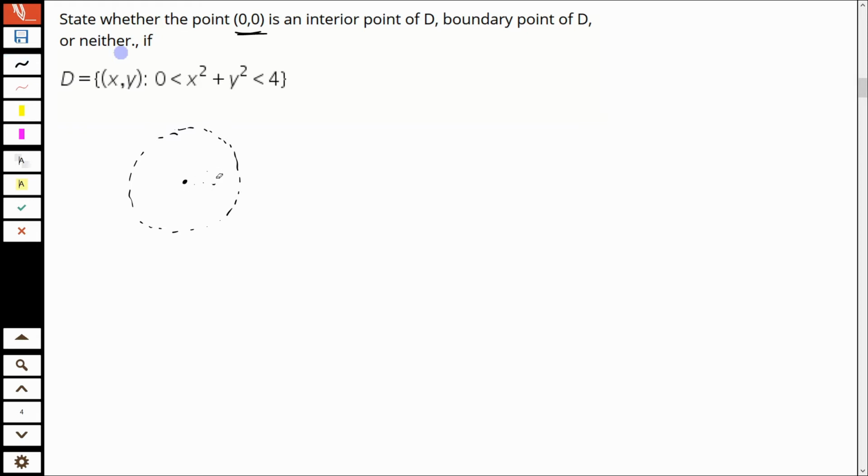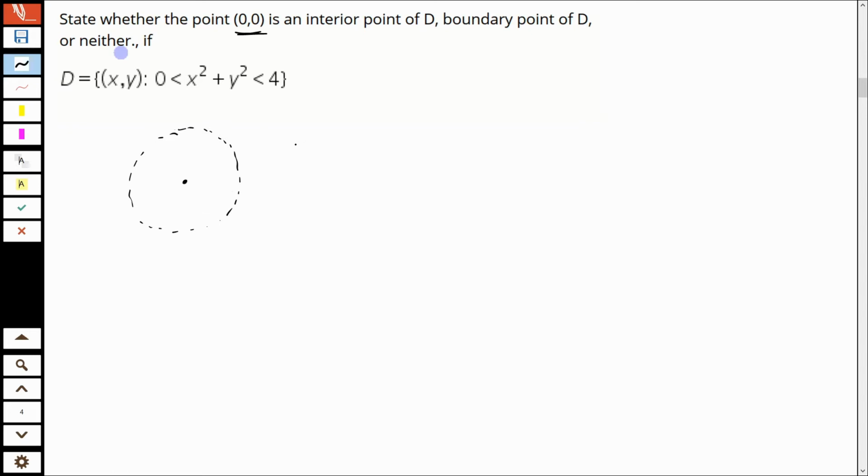But it also requires that my point be in the set. Here, I can draw a circle around it, and everything except that point is contained in my set. But 0, 0 is not in my set, so it's going to be either an interior point or a boundary point, or neither.